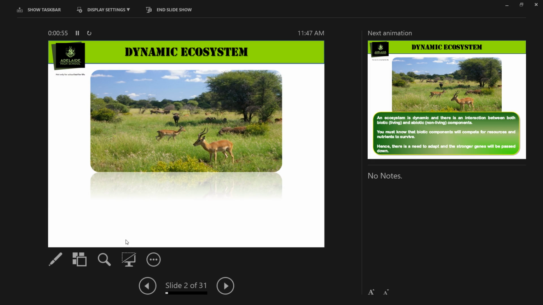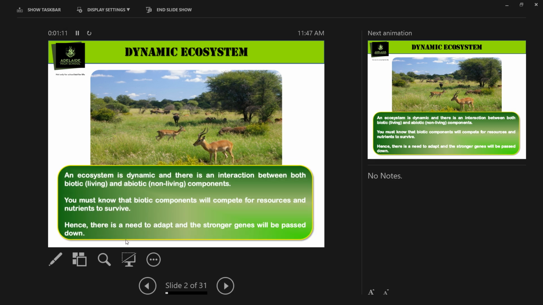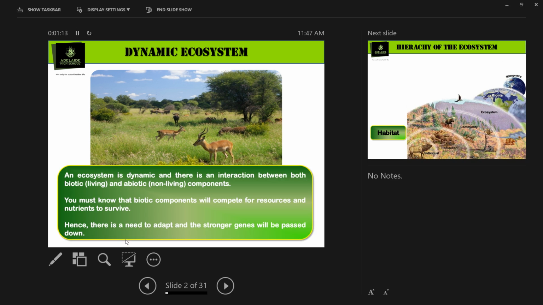Having a look here, this is an ecosystem in the savanna. All right, beautiful grass, lush, beautiful flowers, the gazelles, the wild buffaloes, right? You have the trees, you have the air, you have the land as well. Okay? What is most important here is that this is actually a dynamic ecosystem. All right? A dynamic ecosystem here is an interaction between the biotic and also abiotic components.